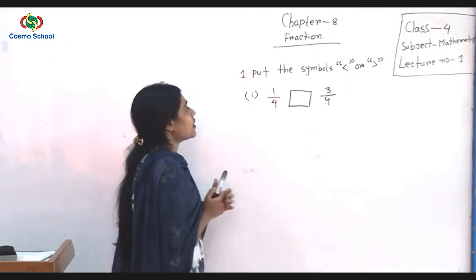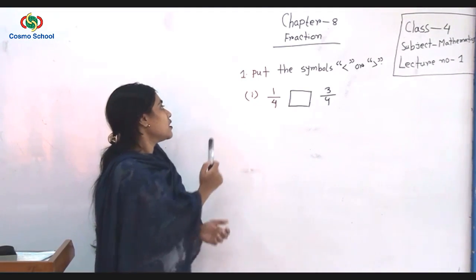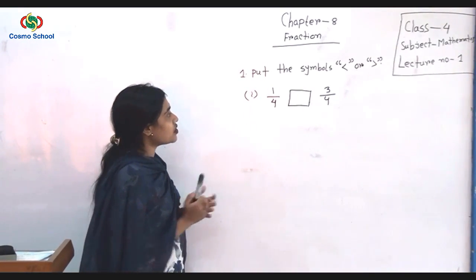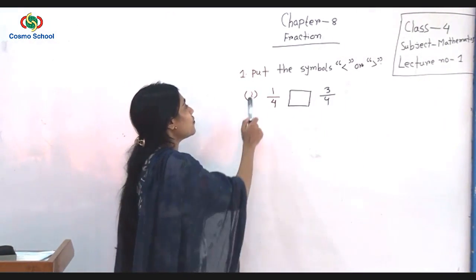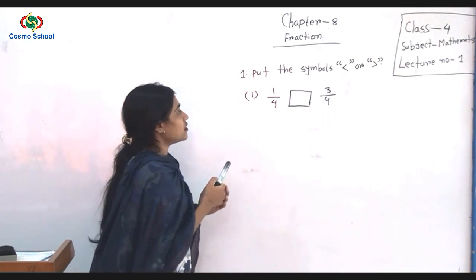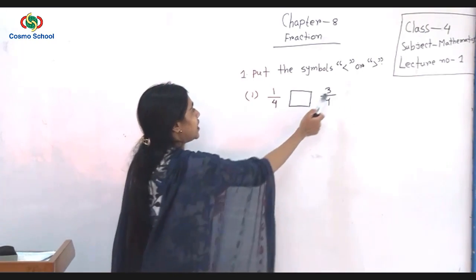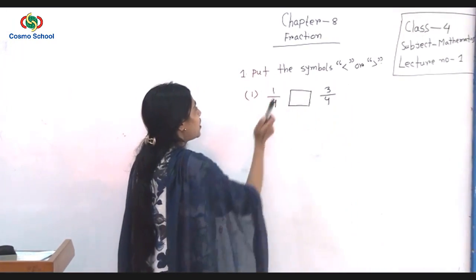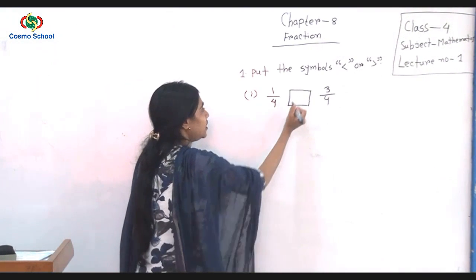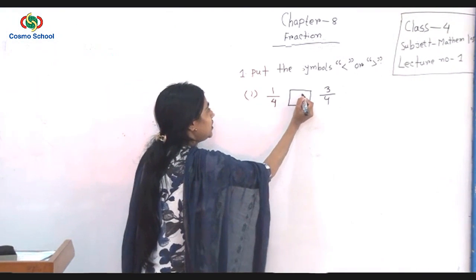And 4. But numerator in first fraction is 1 and second fraction numerator is 3. 1 is smaller than 3 and other way 3 is greater than 1. So I can use the smaller sign in number 2.